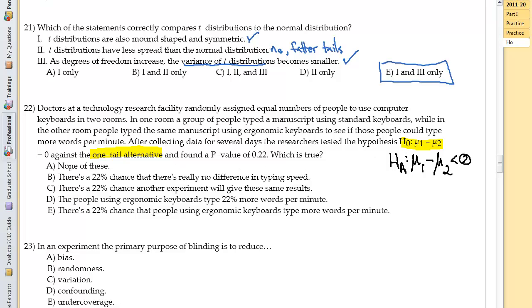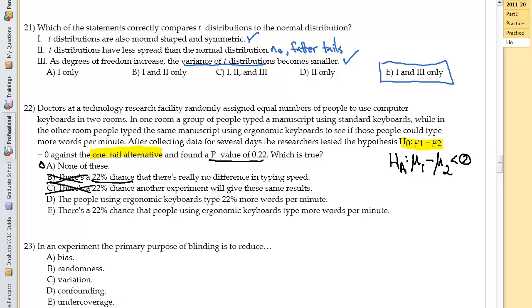Okay, so obviously I don't know this until I check all the rest of them. There's a 22% chance that there's really no difference in typing speeds. Again, really what we're doing with the p-value is we're comparing the distance away one from the other. So while there is a 22% chance, it's not that there's really no difference, okay? There's a 22% chance another experiment will give the same results. This experiment does not affect another experiment in the way that we're measuring the p-value, okay?